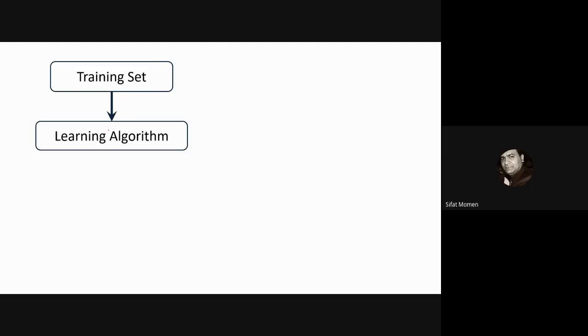So that's what the learning algorithm is going to do. The learning algorithm is going to use the training set to learn a model. This is not only for linear regression, it's for every model. Sometimes this model is also known as hypothesis. Some people say it's hypothesis, so that's why we write it as H. So we learn a model.